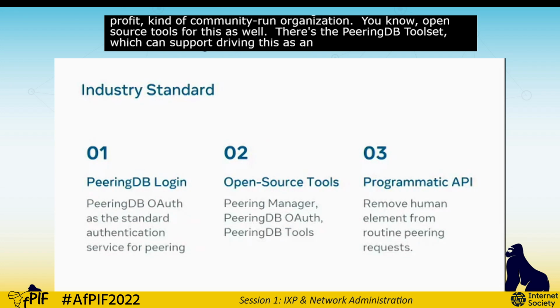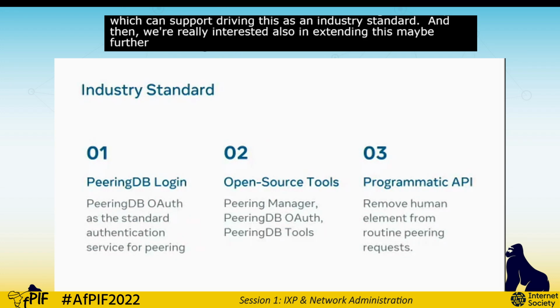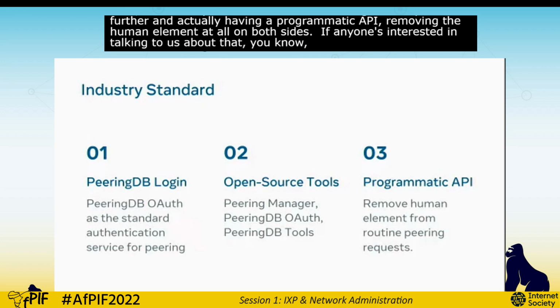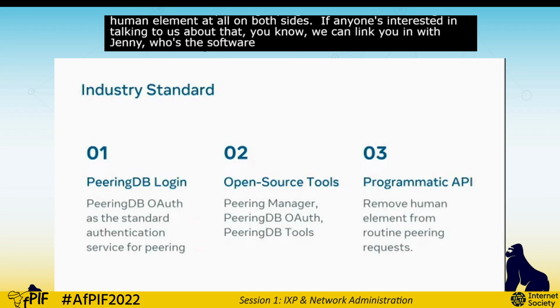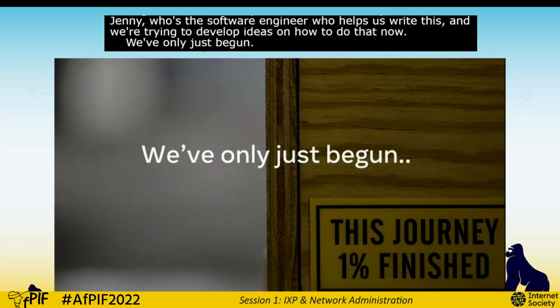And then we're really interested also in extending this further and actually having a programmatic API, removing the human element altogether on both sides. If anyone's interested in talking to us about that, we can link you in with Jenny, the software engineer who helps us write this, and we're trying to develop ideas on how to do that now. We've only just begun. We're looking to continue extending this kind of peering automation further.